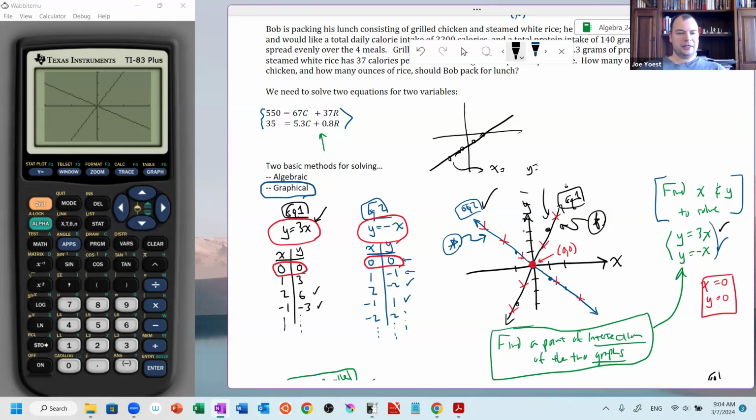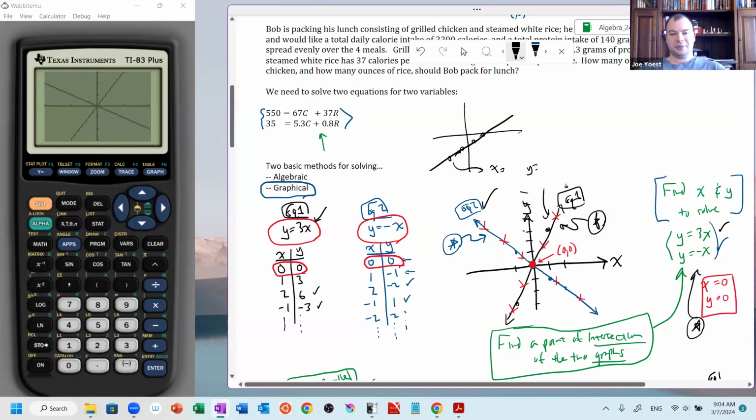And one thing I could do is just look at this graph and visually estimate from the calculator. Okay, I think 0, 0 might be a solution. And I can verify that when I plug it into the algebraic equations, 0, 0 is a solution for both equations at the same time. So I found a solution graphically.